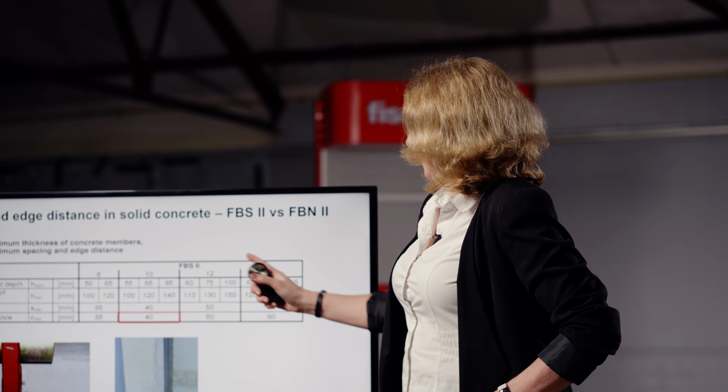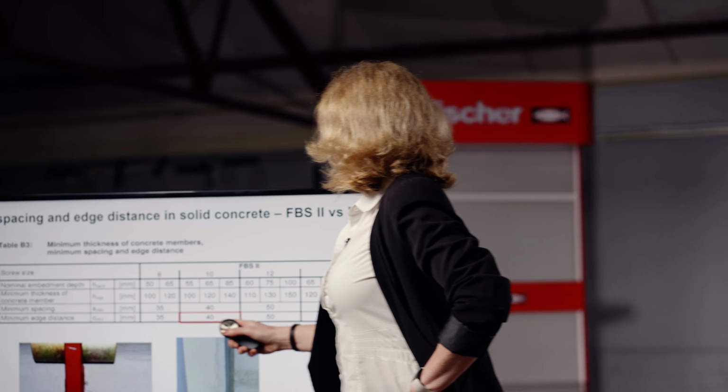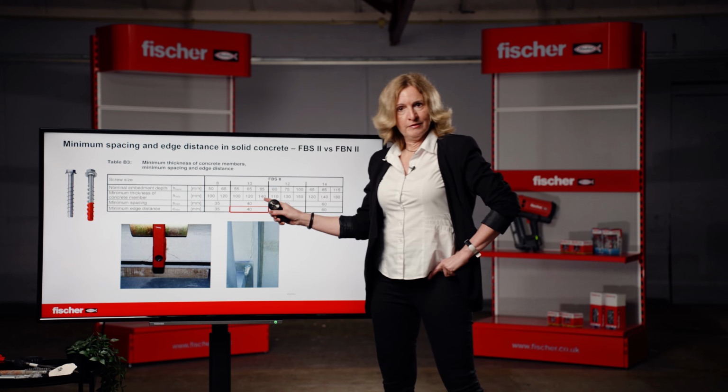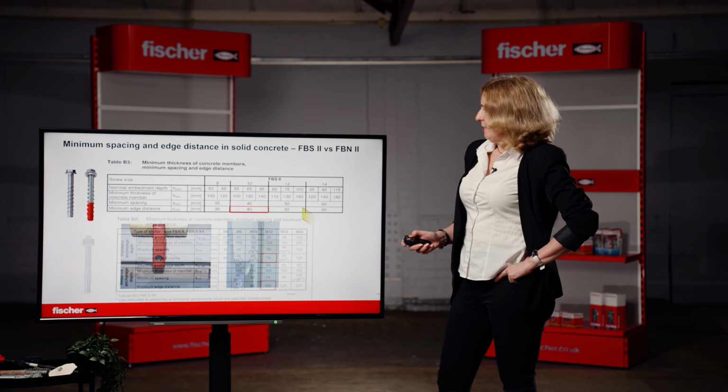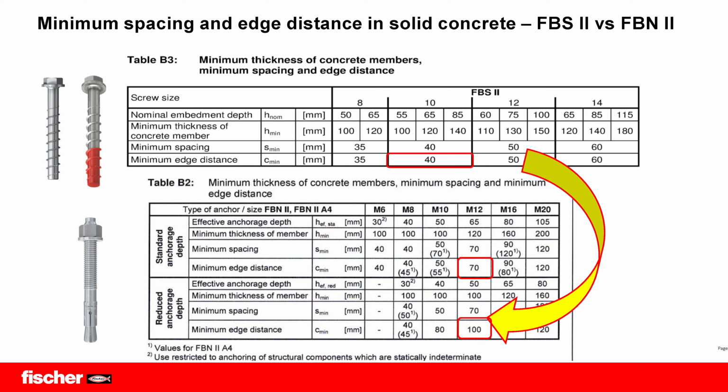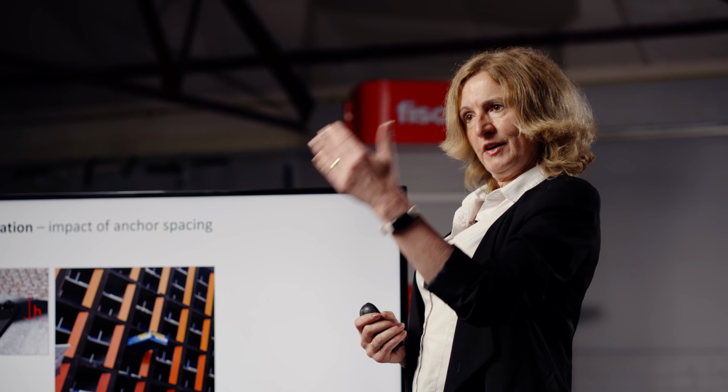That's why you can install them relatively close to free edge. For example, here you see the specification of concrete screw. If you take a 10 mil concrete screw, you can install it 40 mil from the free edge. If you take FBN M12, that edge distance would have to be increased to 70 or 100 mil, depends on the concrete thickness. So massive difference.